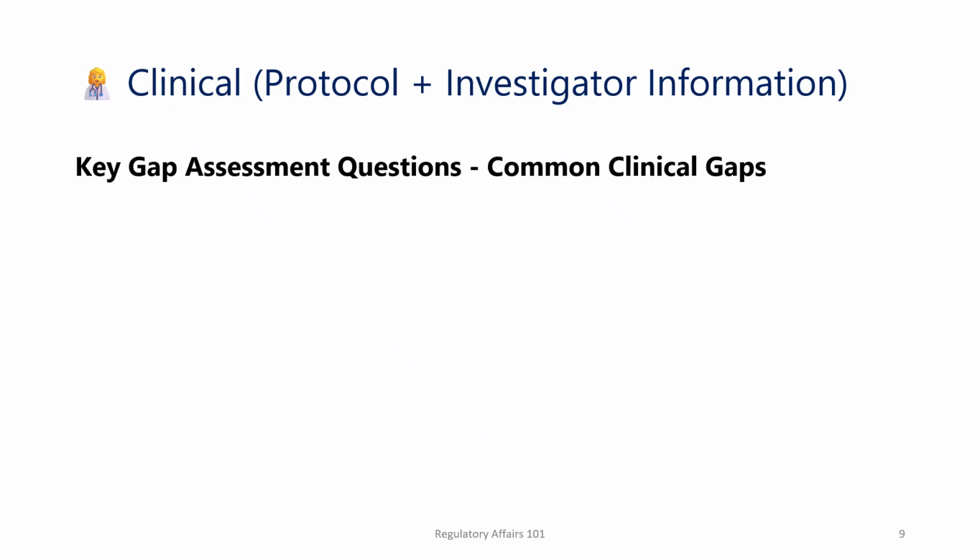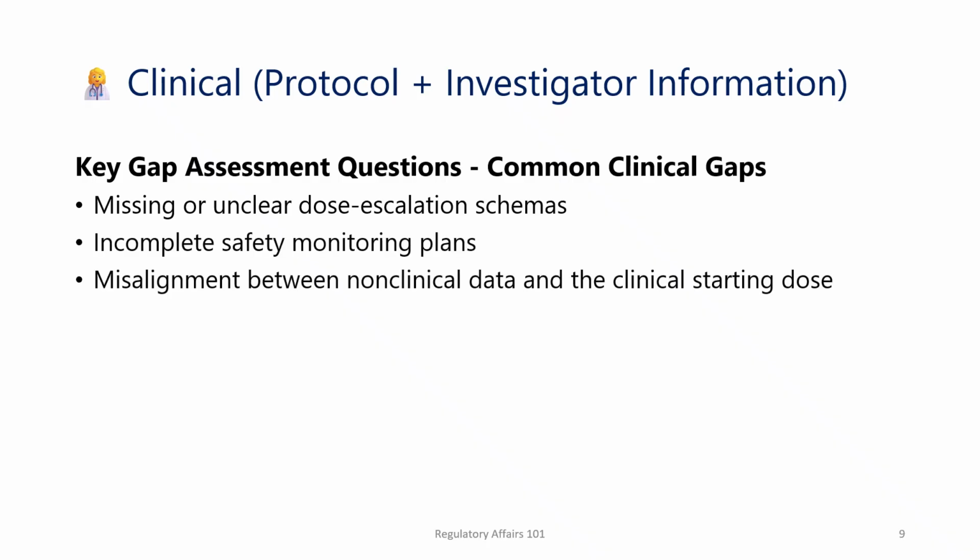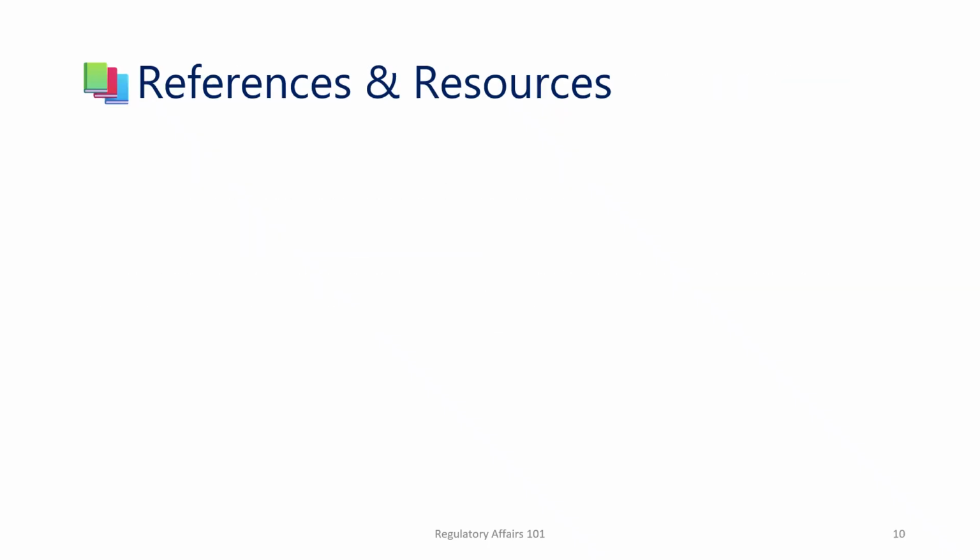Common clinical gaps include unclear dose escalation schemas, incomplete safety monitoring plans, misalignment between non-clinical data and the clinical starting dose, and missing investigator CVs or financial disclosures. These issues can delay FDA review, so catching them early is essential.